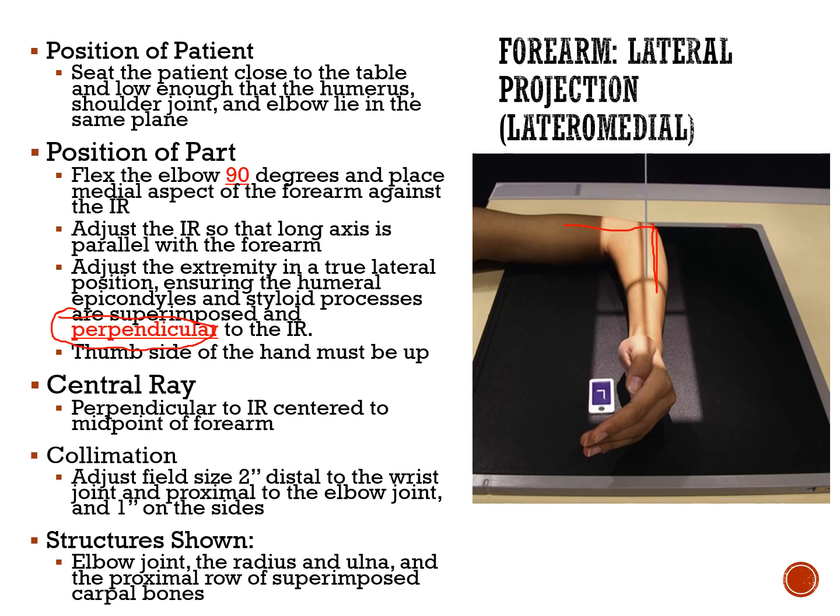So we're going to be perpendicular to the midpoint of the forearm, just as we did for the AP projection. We're going to do the same collimation that we did for the AP projection, and we pretty much see the same structures shown, except now we're in a lateral projection. We see the elbow joint, the radius and ulna, and then the superimposed row of the carpal bones.